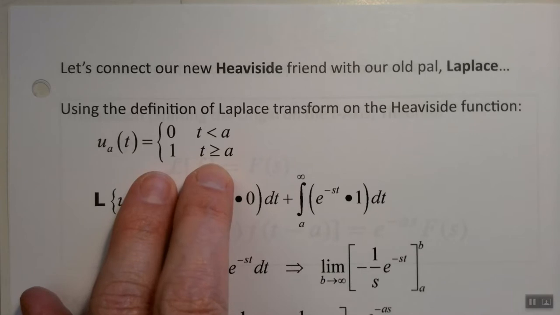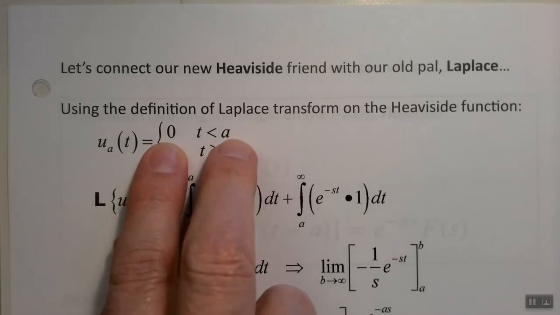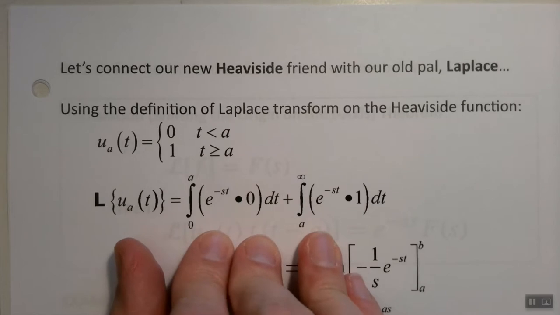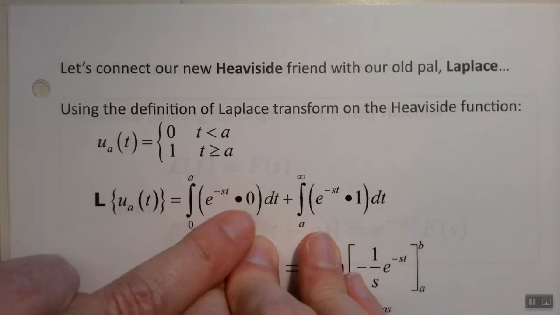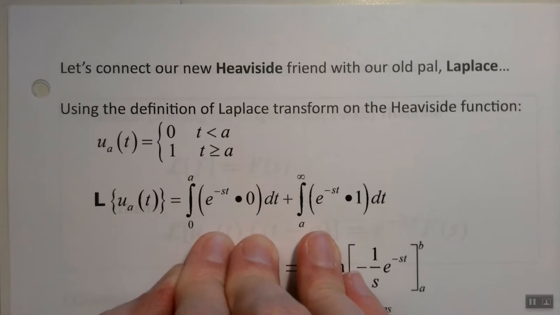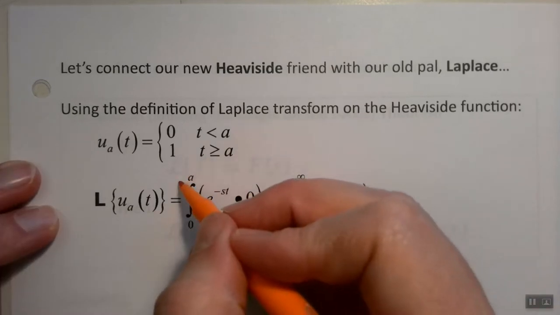But remember, the Heaviside function is 0 everywhere up until a certain point in time, up until a certain value of t. So it's a really simple function up until the point where you get to a. So when we try to find our Laplace transform, remember it's e to the st times the function, and the function is 0 up until a. So we're able to make use of two parts of our integral.